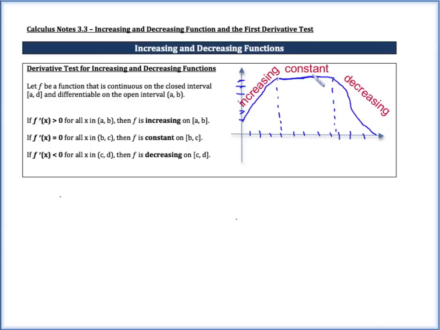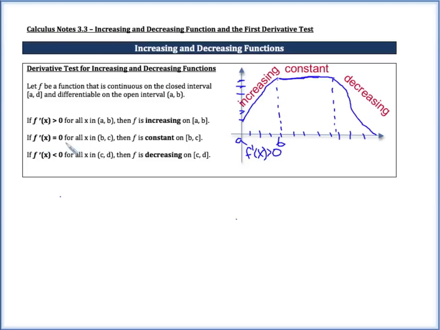What we're going to talk about today is how the derivative is affected during an increasing, constant, and decreasing function. And right here it says if f prime of x is greater than 0 for all the x in a certain interval, then f is increasing on that interval. So here, from a to b, we would say f prime of x is greater than 0. And that's how we know this is increasing.